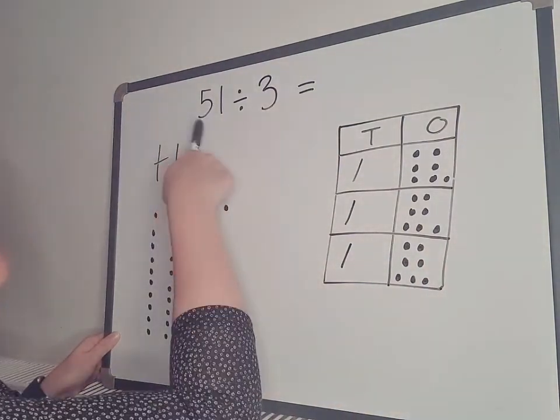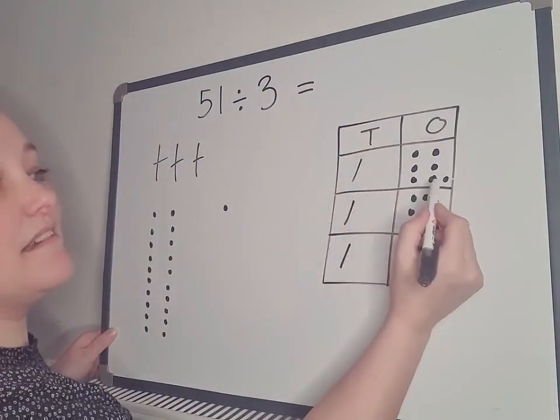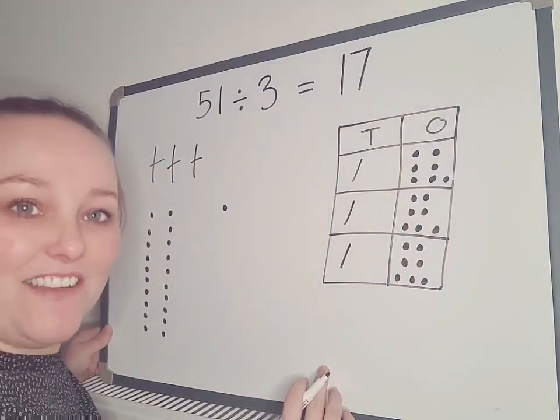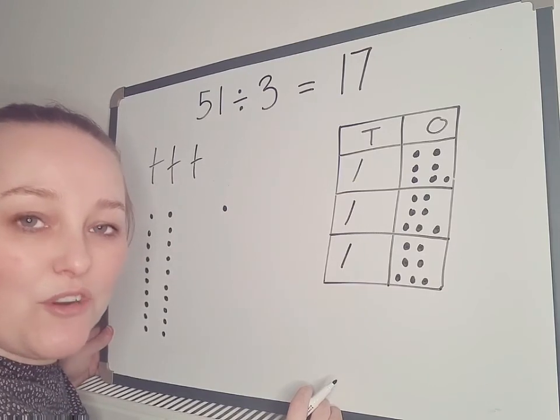Okay, so 51 divided by 3 is 10 and 7, 17. Okie dokies, right. Crack on with the questions I've set you on your template.